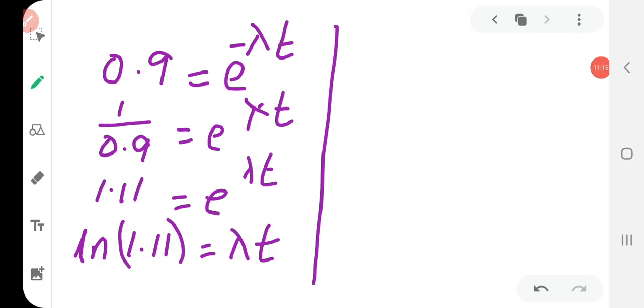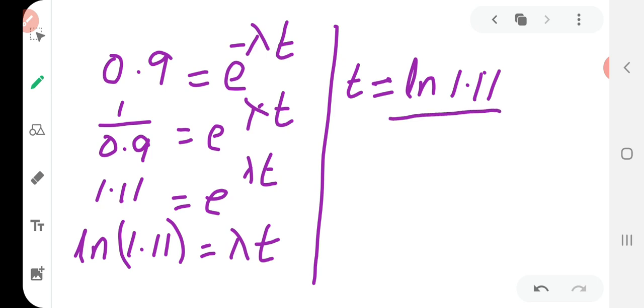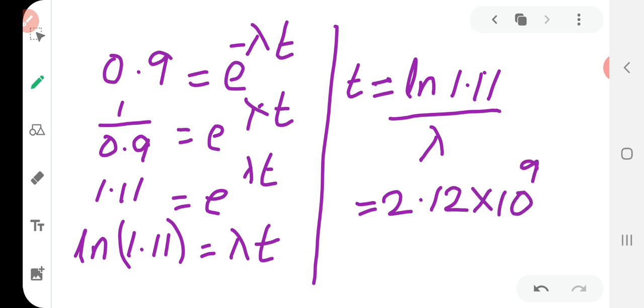So t will be ln 1.11 divided by lambda. So substituting the lambda we have already found, we get 2.12 into 10 raised to 9 years.